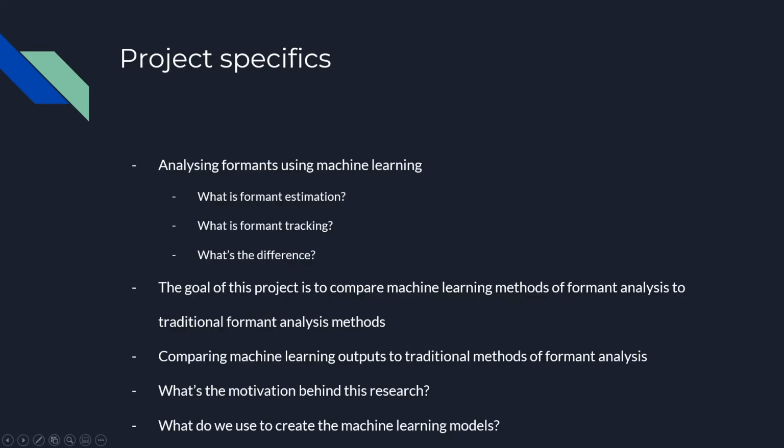Going into project specifics, we want to analyze these formants using machine learning methods. There are two ways that we can analyze these formants. The first is through formant estimation. Formant estimation is the estimation of a formant frequency for a given, isolated segment of speech. This means that we only want to analyze this stationary segment without any regard to time.